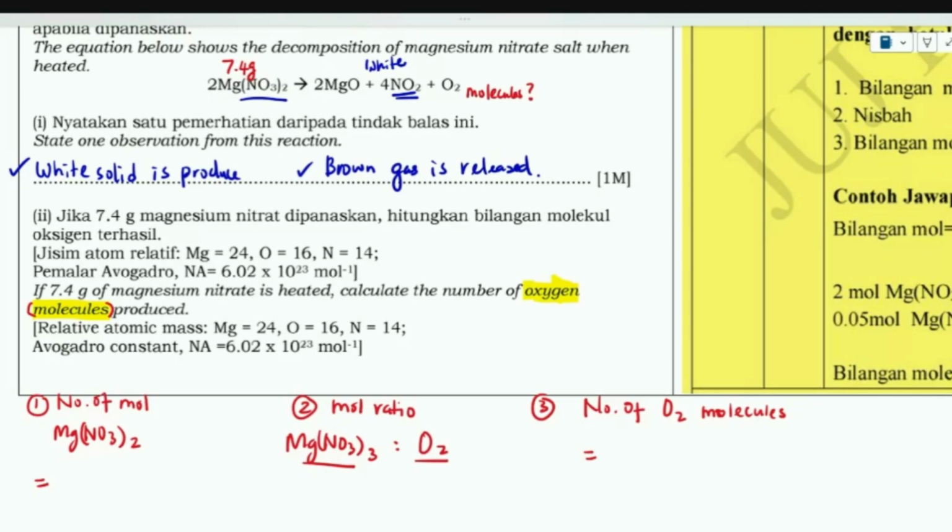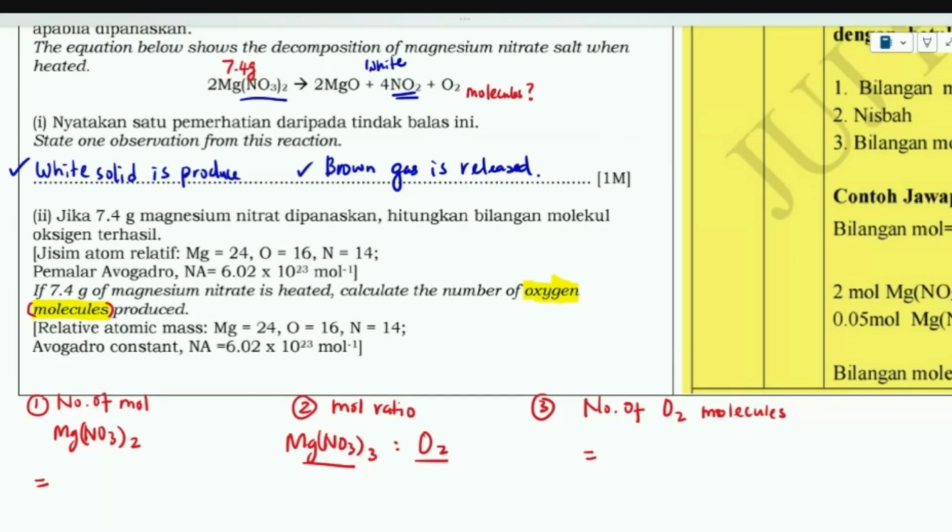Moles for the magnesium nitrate is 0.05. How about the others? All of you get the same number of moles? Yes or no, class? Everyone has got it?